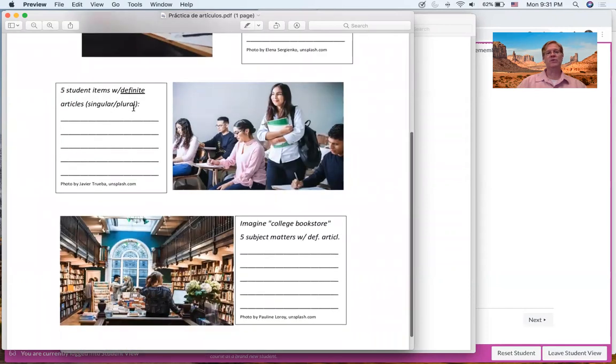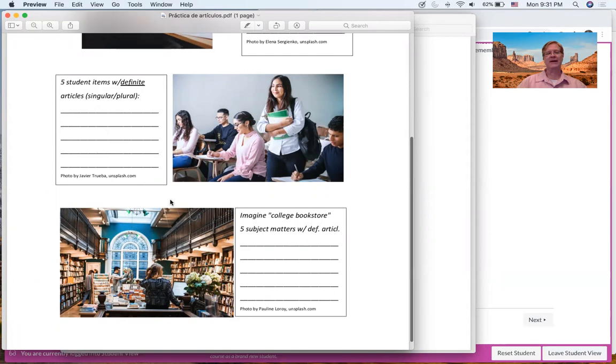In this one, we want to pick 5 student items, items that students use. So look around the class, look around at what the people are holding in their hand or have on their desk or on their back, and mention 5 student items with the definite article. So for instance, I could say libro. Maybe this lady is holding her book, el libro, like that.